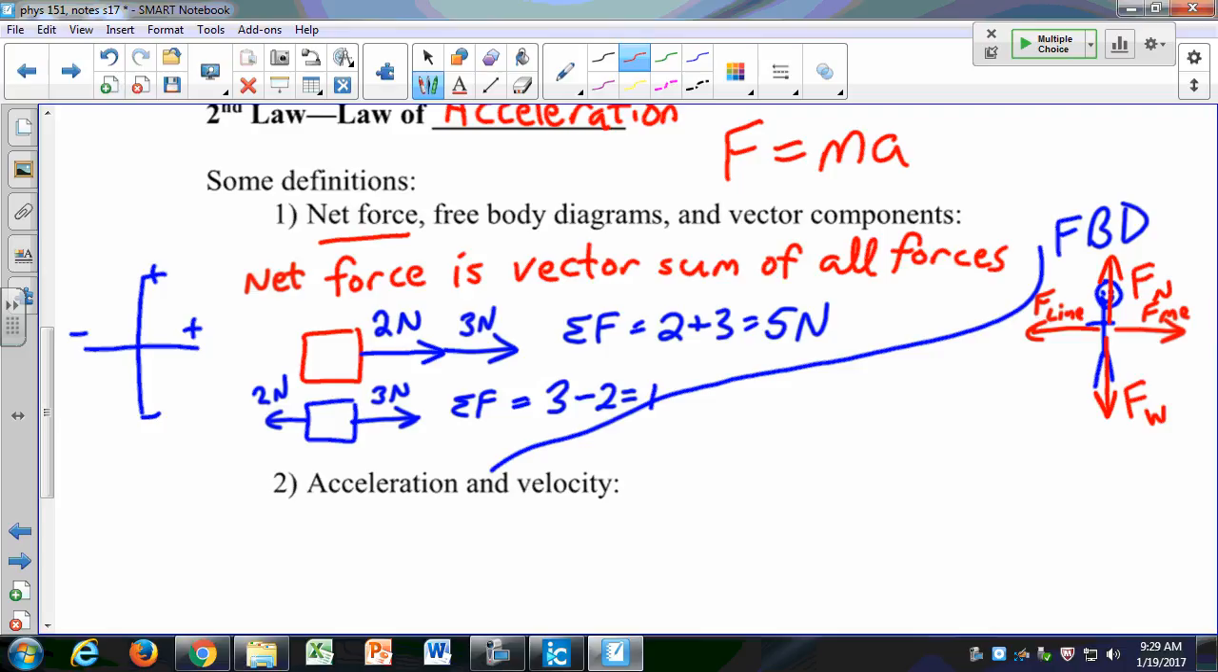Let's say that I have a force that is in this direction. That force has two components. That is, I can break up this force into two different directions. I can break it up into a force that is along this direction and a force that's along this direction. I'm going to call this F sub x and this F sub y.